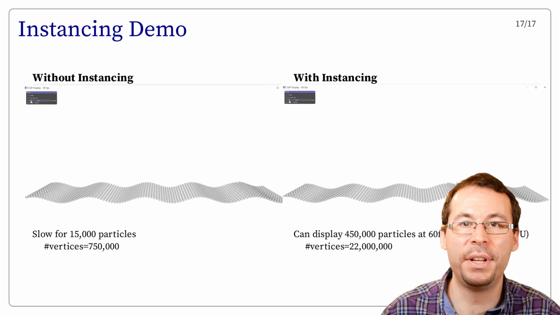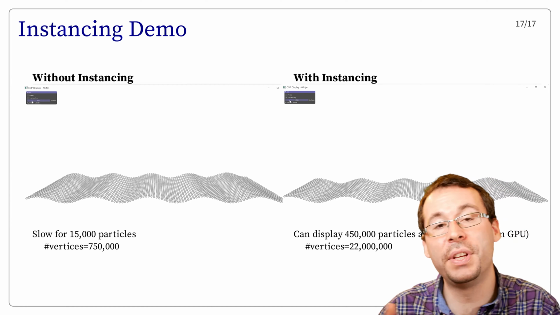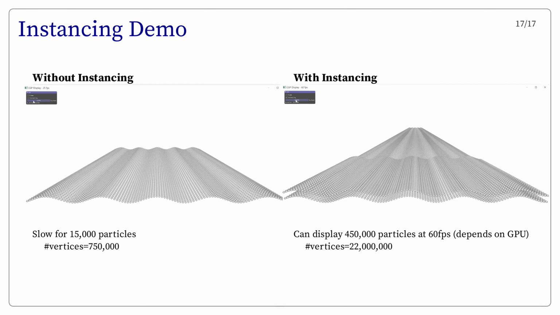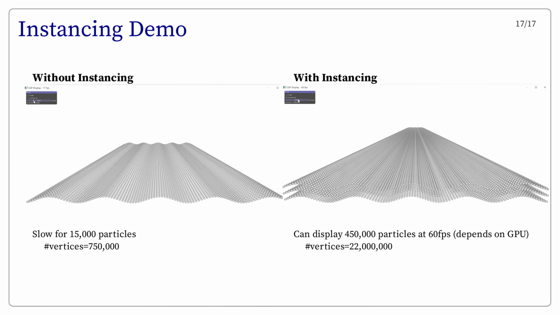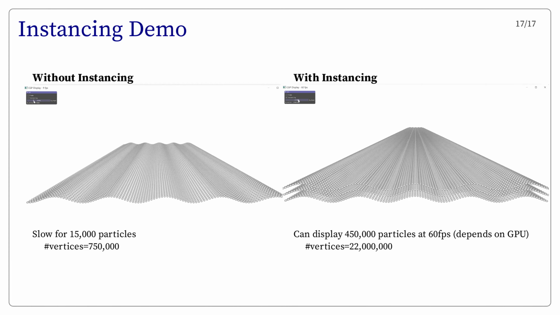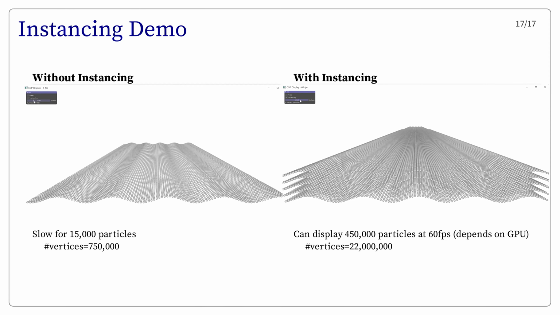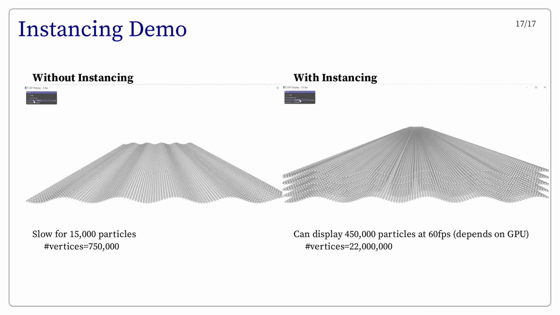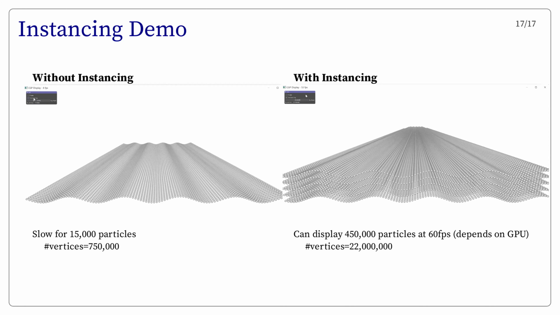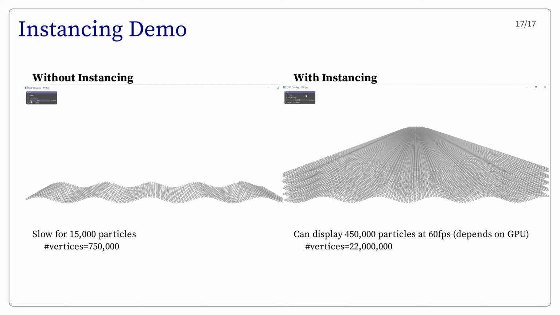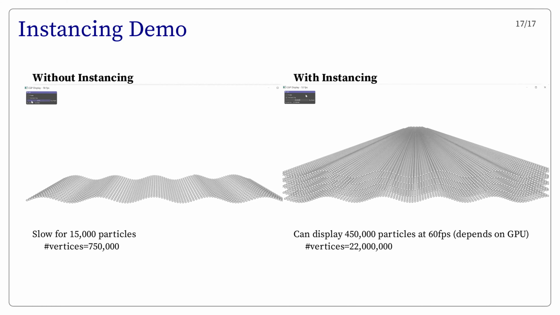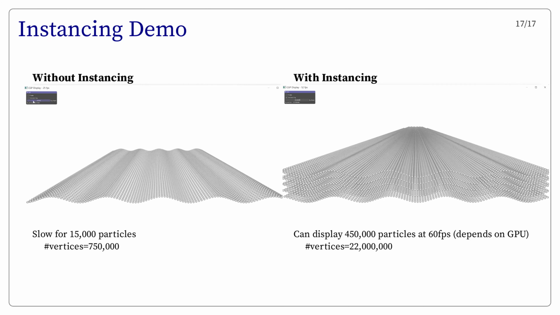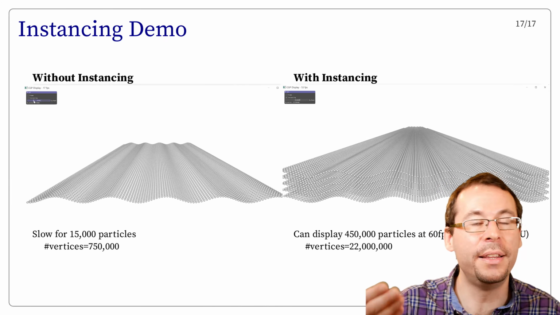And finally, here's a comparison between using multiple draw calls on the left and using instancing on the right when displaying spheres. With multiple draw calls, we can increase the number of particles up to 15,000, and then the FPS starts to be quite slow. It means that we only display 750,000 triangles. When using instancing, we can display way more objects in real time. With the GPU used for the recording here, it goes up to almost 500,000 particles, while still remaining at 60 frames per second. In this case, it means that approximately 22 million vertices are displayed. But of course, this timing may vary depending on your graphics card.